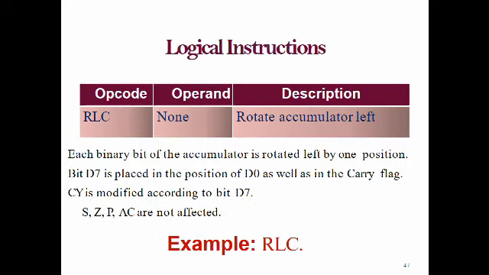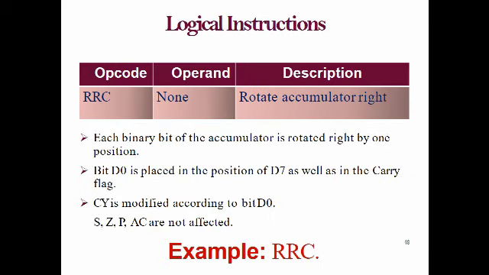Next instruction is RLC, rotate left without carry. In this particular case, each binary bit of the accumulator is rotated left by one position. Bit D7 is placed in the position of D0 as well as in the carry flag. Carry flag is modified according to the bit D7. So sign, zero, parity and auxiliary carry are not affected in this particular case. For example, RLC.